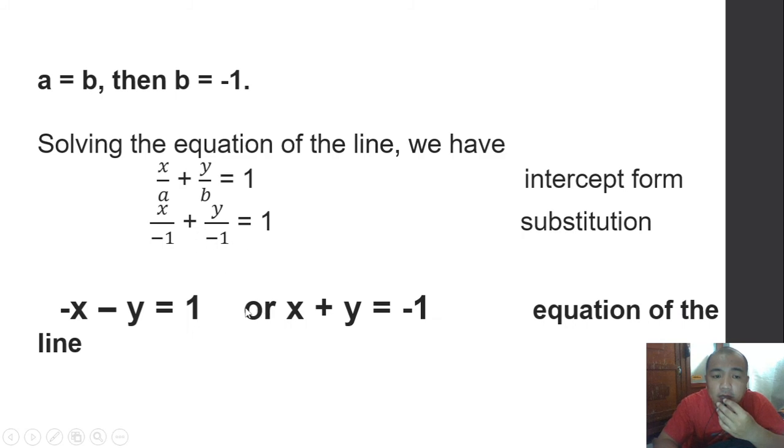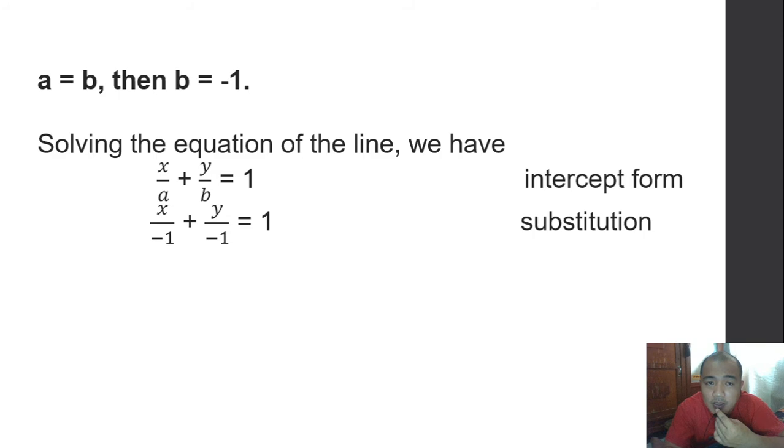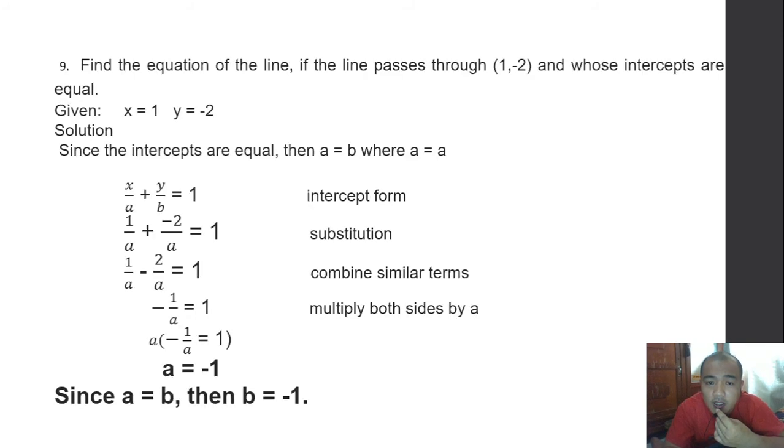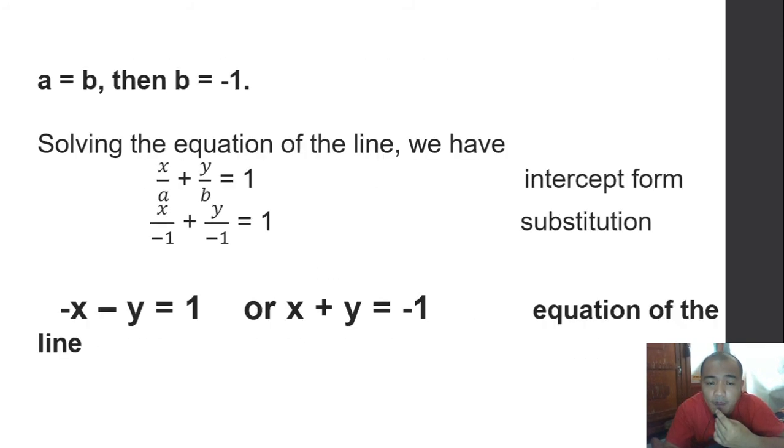So this is now the equation. X over negative 1 is negative x, y over negative 1 is negative y. So negative x minus y equals 1, or if you multiply this by negative 1, it becomes x plus y equals negative 1. It's the equation of the line whose intercepts are equal and passing through the point (1, negative 2). 1 plus negative 2 is negative 1.